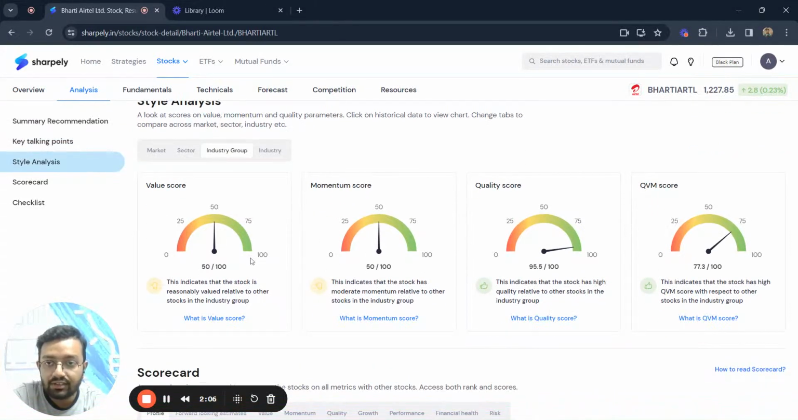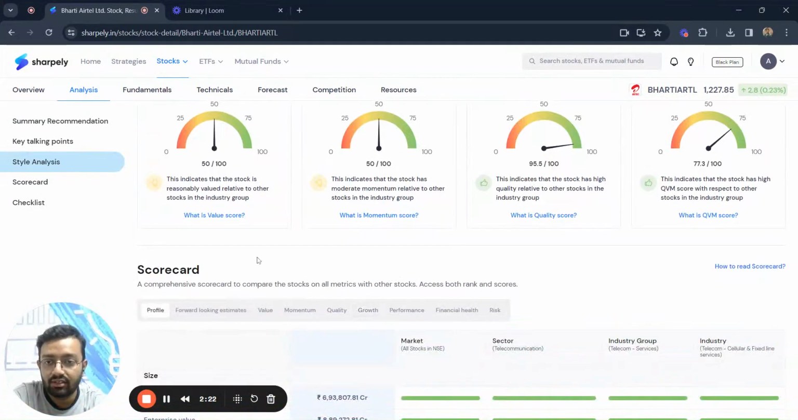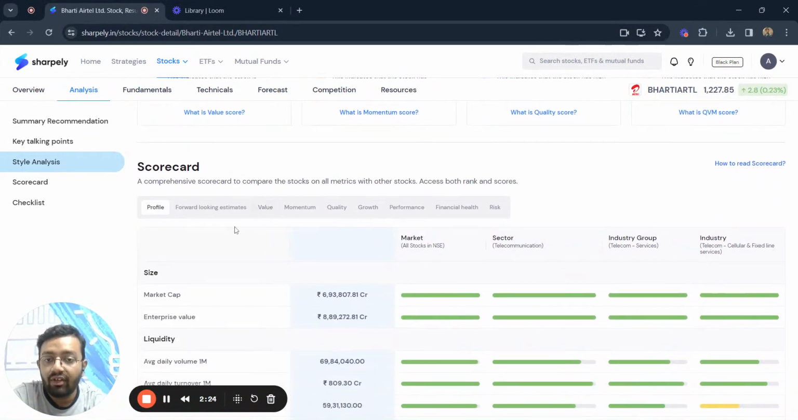Now, these scores are designed in a way that the higher the score, the better for the company. So higher value score means comfortable valuation, higher quality score means high business quality, and combining these three scores, we provide the QEM scores.